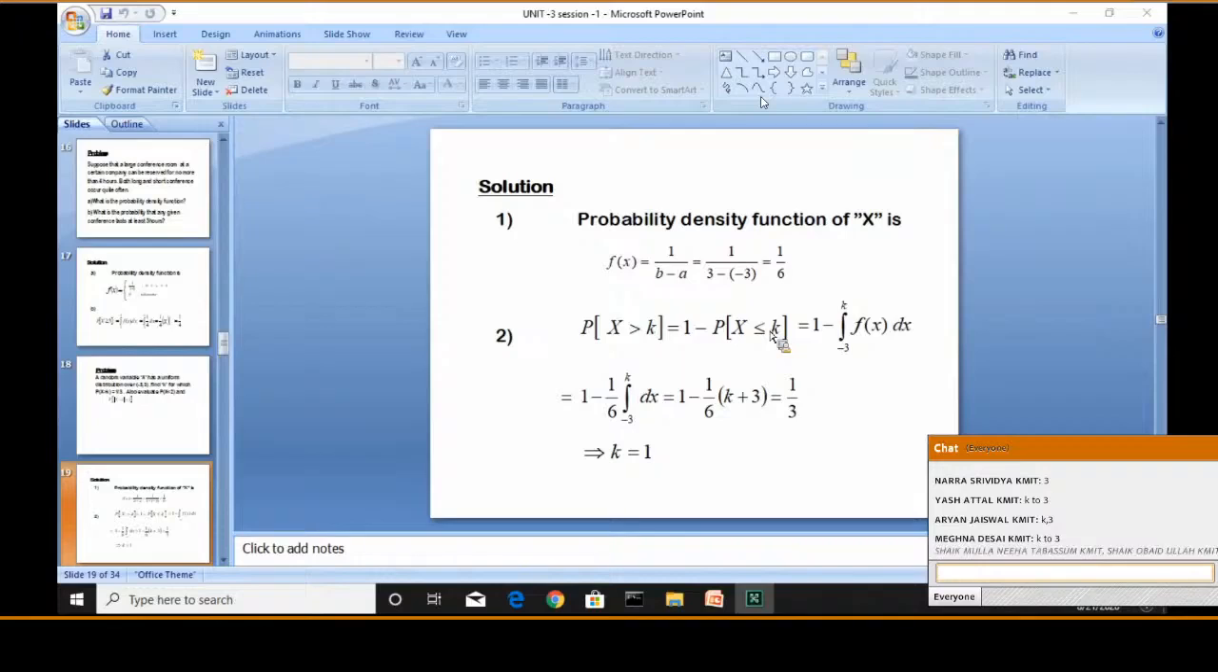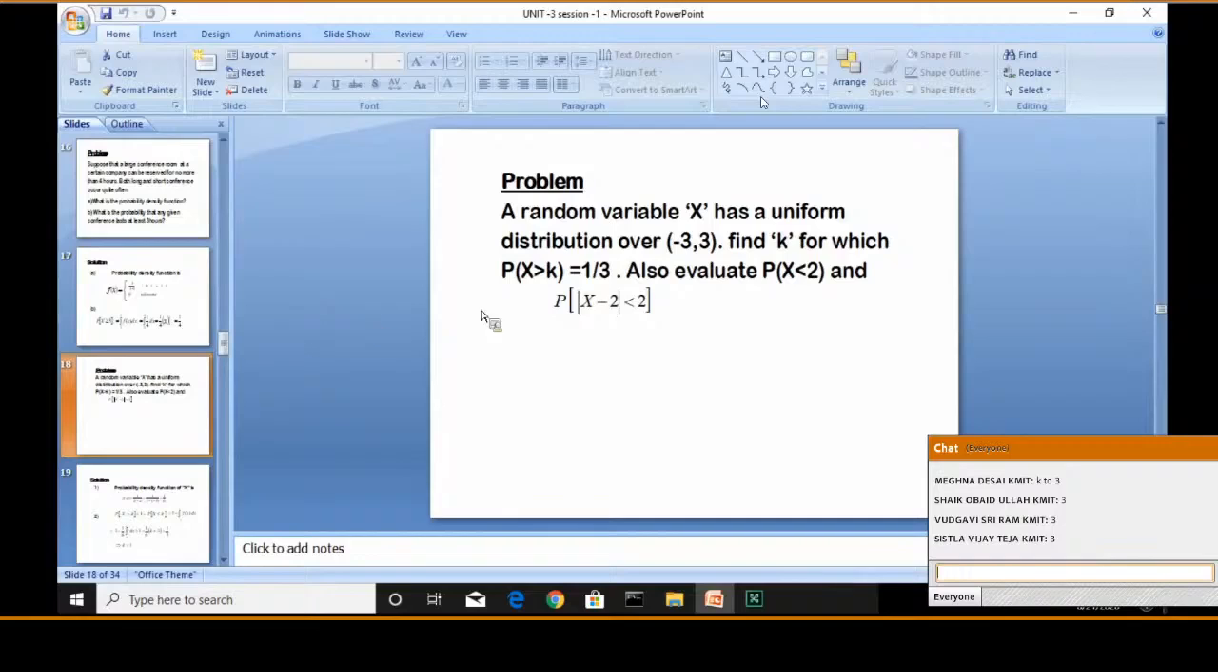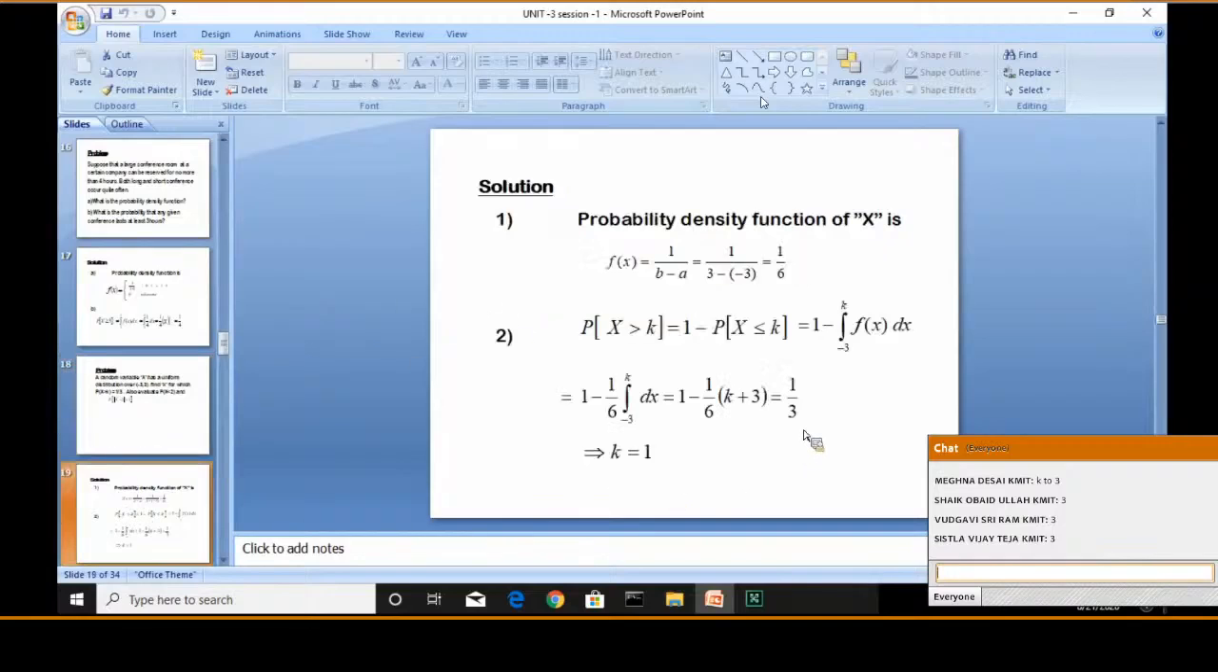So many things you have learned in the second unit and first unit. That is why I am utilizing all that. 1 minus probability of x less than or equal to 3 I have taken. 1 minus integral from 3 to k of f of x dx. So 1 minus, f of x is already 1 by 6, integral from 3 to k of dx. We have integrated and I applied the limit. I need not tell you all that, you know. So we got it, which is equal to 1 by 3. The problem is like that only. Probability of x greater than k is 1 by 3. That is why I have written it as equal to 1 by 3. So we are getting k equal to 1.